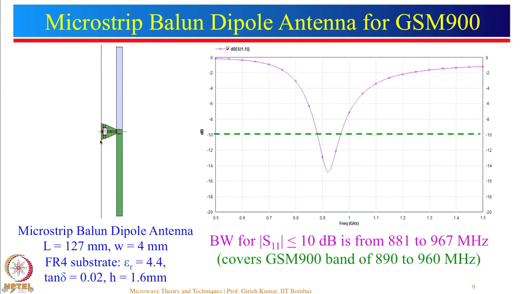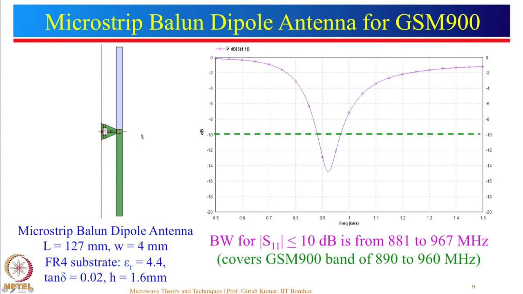So this one here, green portion, represents the ground plane from where a coaxial pin is coming there. On the top, there is a line like this here. So a tapered portion is used at the bottom side, and on the top side, a straight line is used. So that straight line connects over here, and the bottom tapered portion is connected to this. So basically, this simple configuration acts as a balun. It converts the unbalanced feed to the balanced feed.